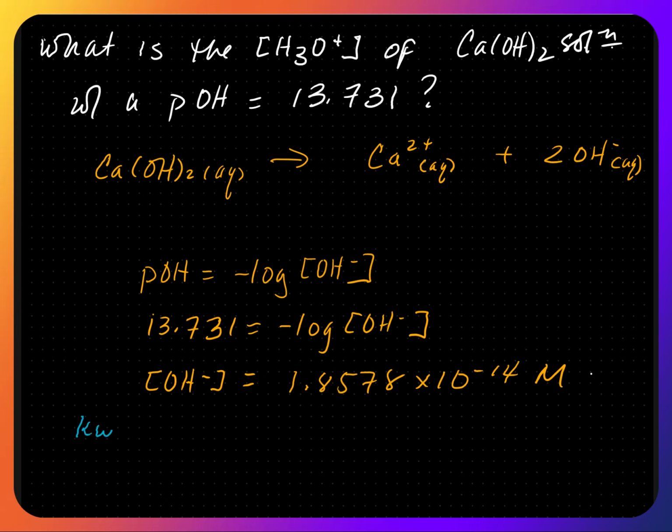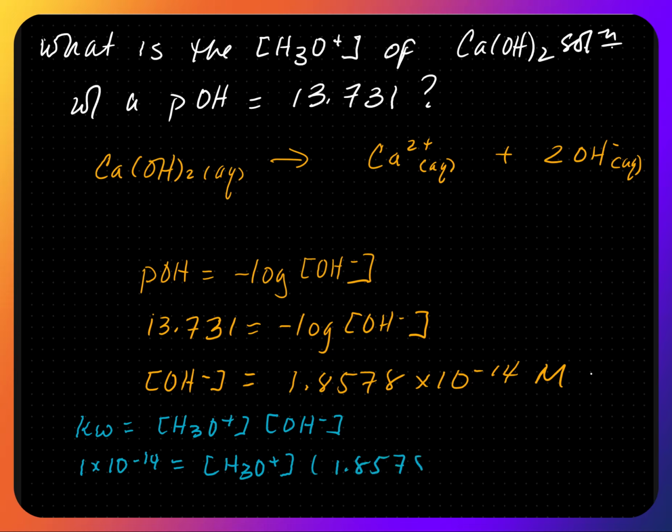So Kw is equal to H3O plus times OH minus. This is 1 times 10 to the negative 14th. This is equal to H3O plus times 1.8578 times 10 to the negative 14th molar. So H3O plus equals 0.53826. So now I need to do sig figs.